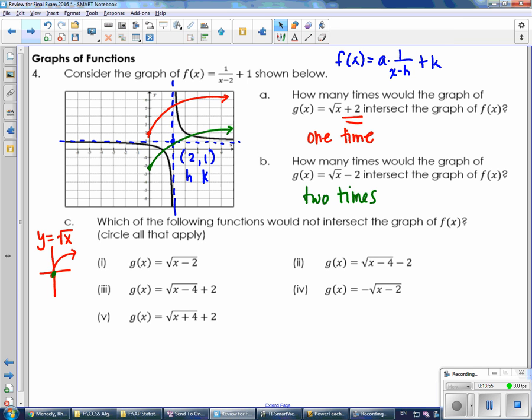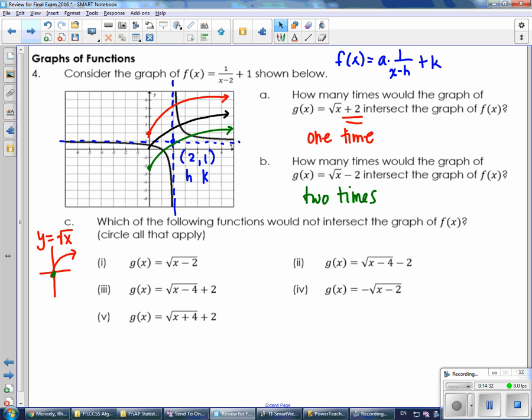So the next question becomes, which of the following aren't going to cross the graph of f of x? So if I think about my function, let me draw my parent function here in black. That's what my parent function is going to look like. I should be able to move this with my finger.